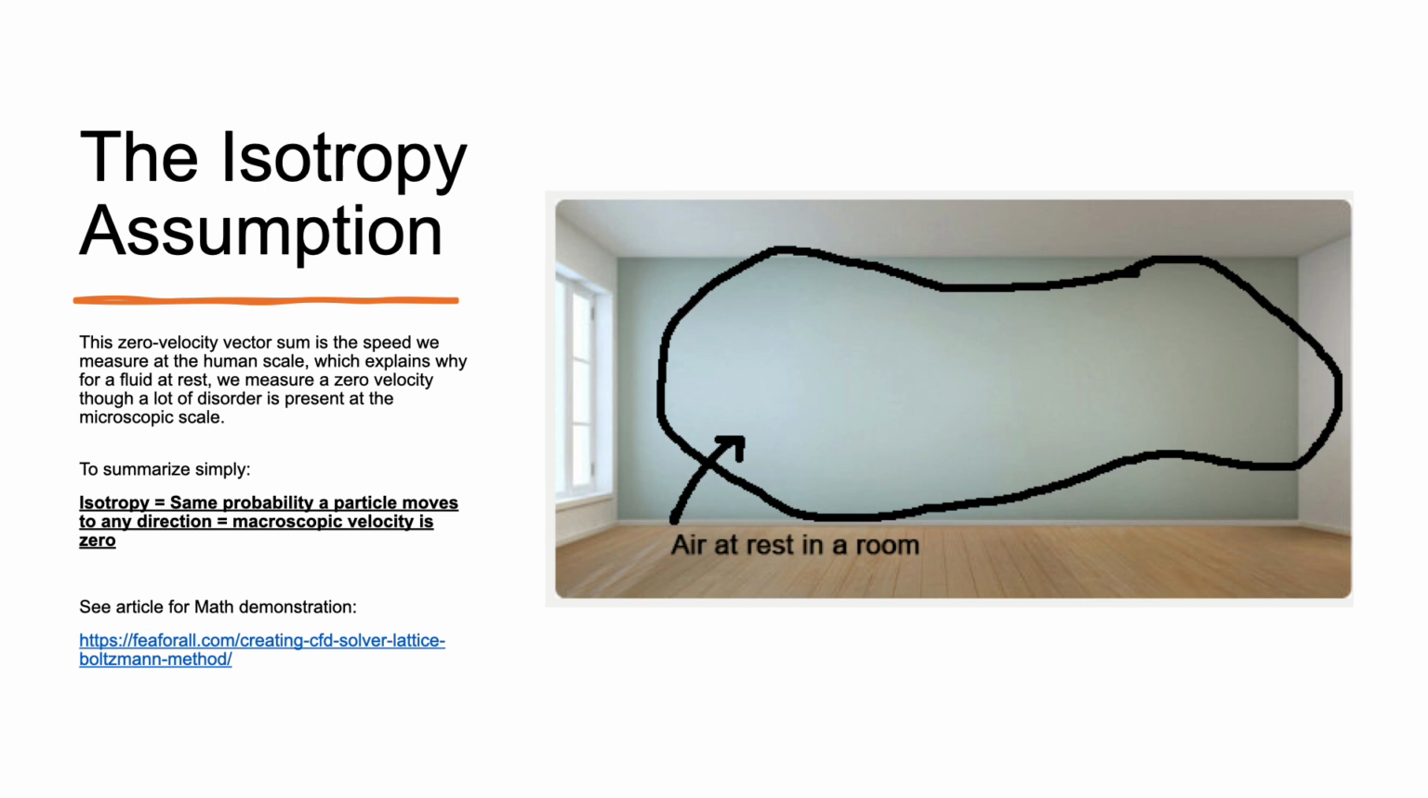If you want to see a mathematical demonstration of that, there is a bit more detail in the article on the blog, so you can go there and you'll see exactly why this isotropy assumption leads to the zero vector sum.